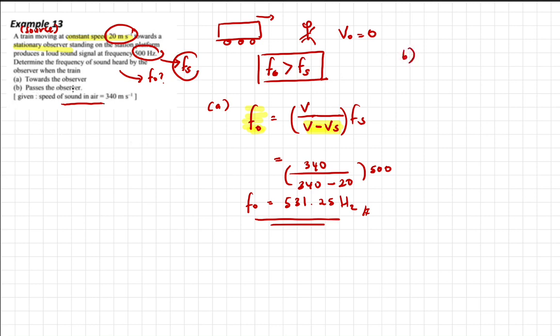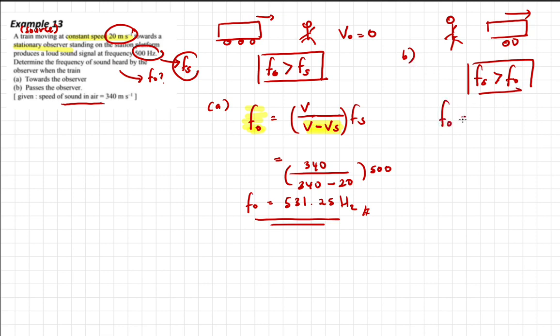Passes the observer. That means it's moving away. So this is the observer and the train now is moving away. So we know as the train is moving away, the frequency of the source is going to be larger than the frequency heard by the observer. So again, the question wants us to find the frequency of the observer.